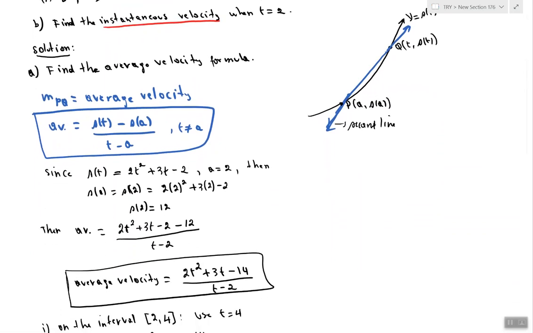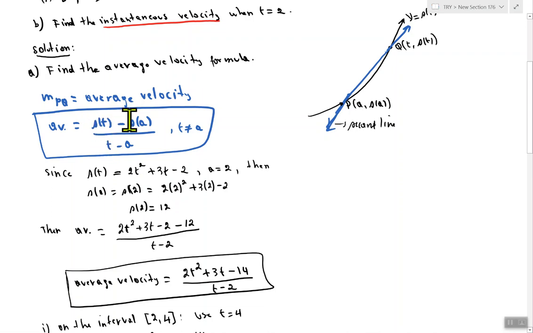For example, a is given to us. You see, this is t equals 2, so a is 2. We can plug in 2 for a into this equation. Then s of t is given, that's the original equation. Now s of a, which is s of 2: when you evaluate 2 in this equation, you get s of 2 is 12.